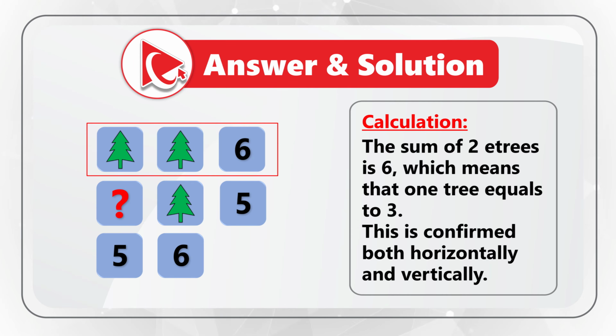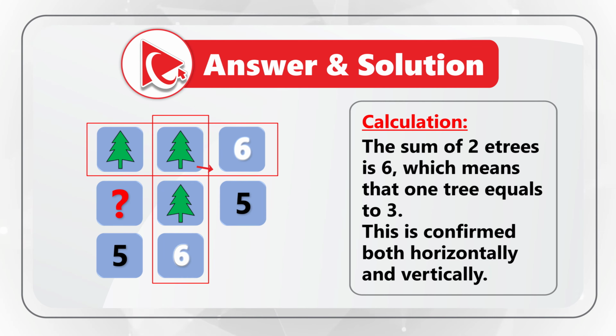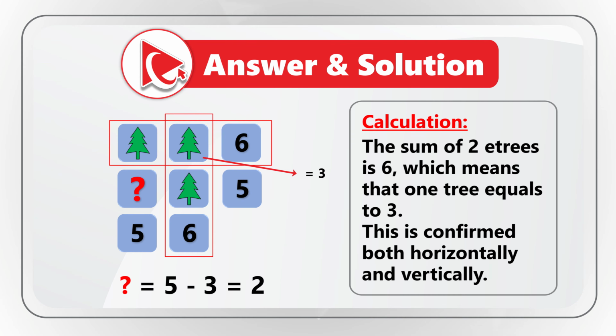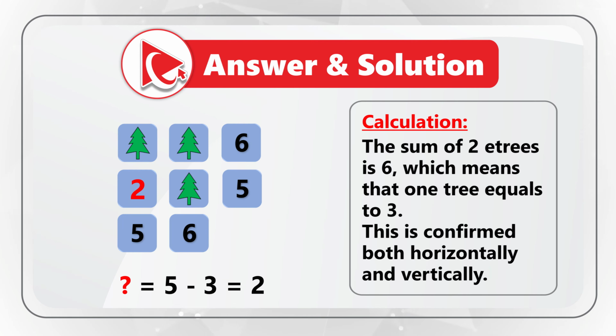The same is true for the middle column. The sum of 2 evergreen trees equals 6, which means that 1 evergreen tree equals 3. Now we can calculate the missing number, which would be the result of 5 minus 3, which is equal to 2. So the correct answer here is choice A, 2. Did you come up with a different answer? Please make sure to post your answer and rationale in comments.